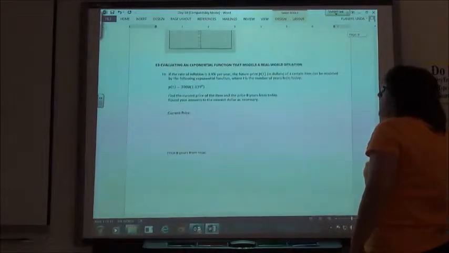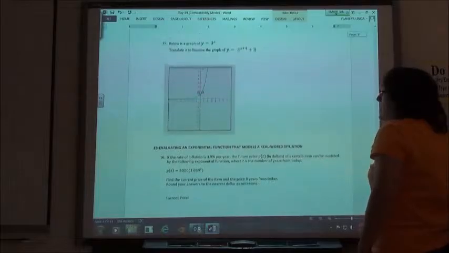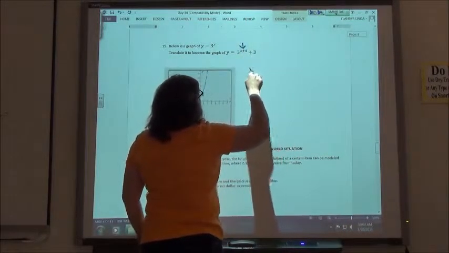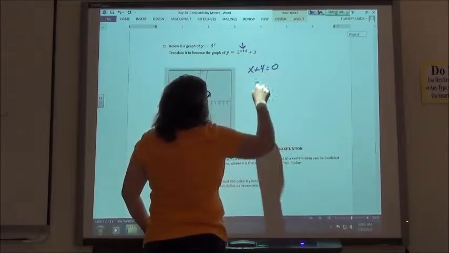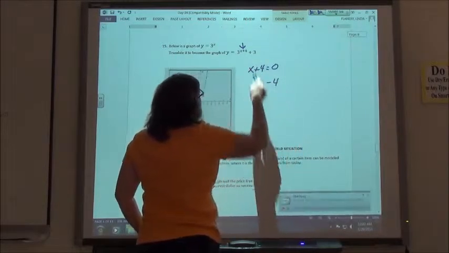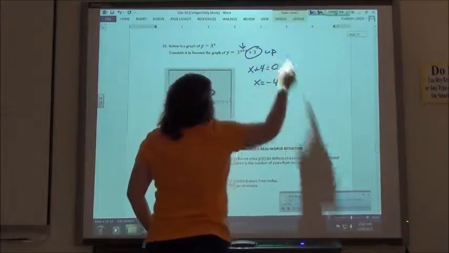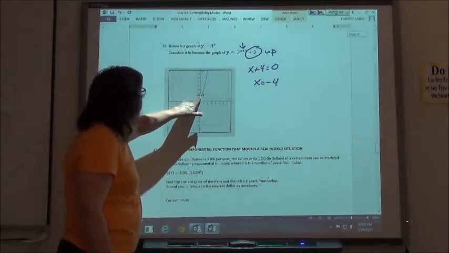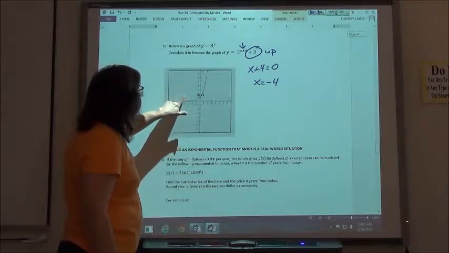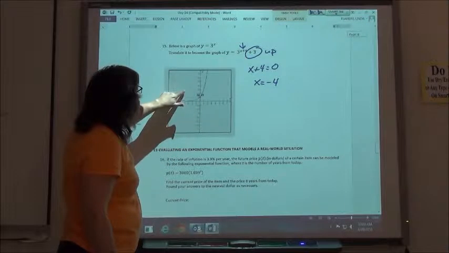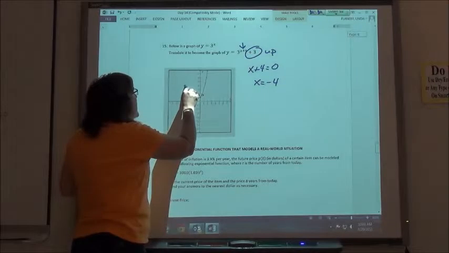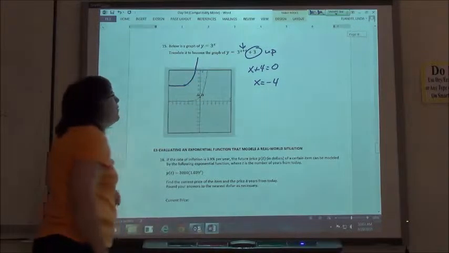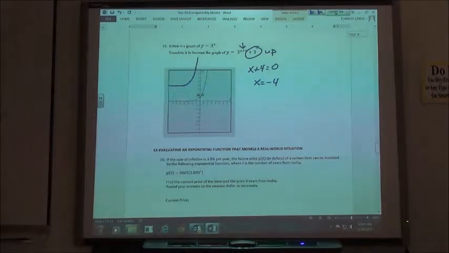And number 15, same thing. I'm going to translate my graph here. If x plus 4 equals 0, x is going to move to -4. This one's positive, so it's going to move up 3. So I'm going to move it to the left 4, 1, 2, 3, 4, and then up 3, 1, 2, 3. So it ends up being at -4, +4. And then, of course, my graph is going to redraw somewhere over there.